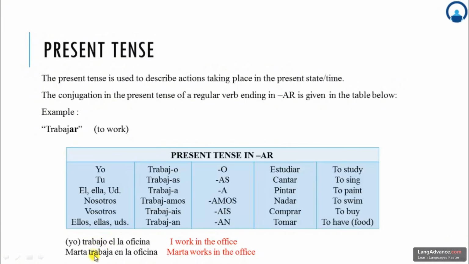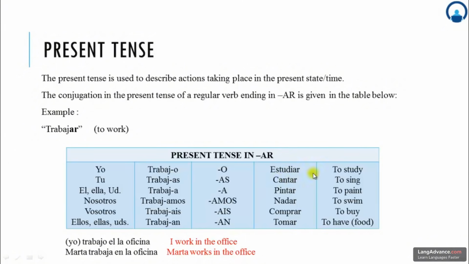If I want to point out any person and say Marta trabaja en la oficina, that means Marta works in the office. This is how you have to deal with all the AR verbs to make them into present tense. Here we have some more AR verbs.